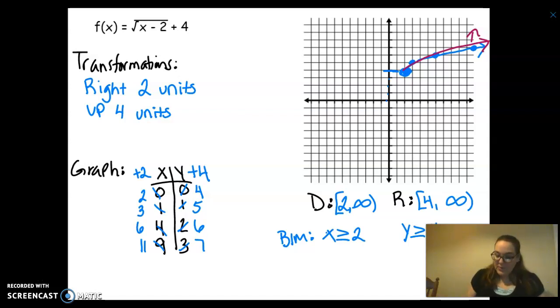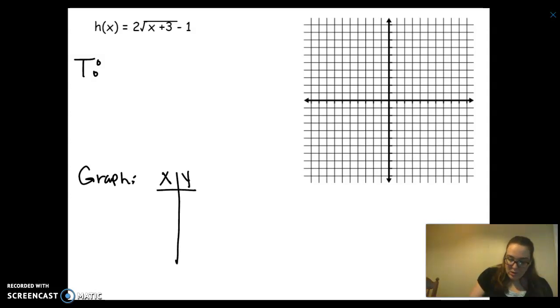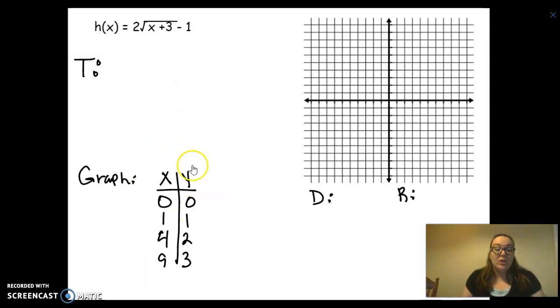Okay, so here's my next example. We're going to do those same things. We're going to name the transformations, I'll get lazy and write T, graph using that same table, and then name the domain and range. I want you to pause here, name the transformations, and make the changes to your table for the graph, and then I will pick back up and talk about domain and range. So pause, do all those things, do the domain and range if you're comfortable, and then check yourself with what I have as I'm talking about it.